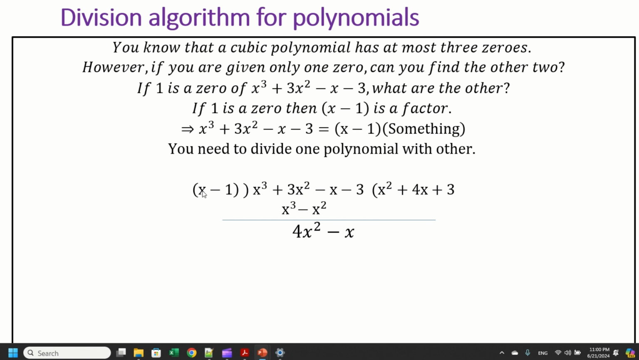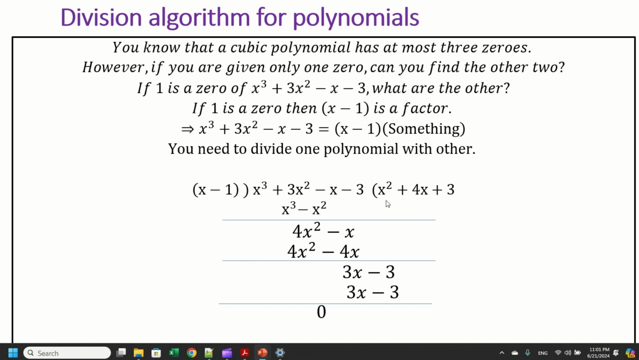Now you check x and 4x square here. So what we need is plus 4x. You have to multiply x with plus 4x to remove this, right? So plus 4x. Now what you will get is 4x square minus 4x. If you subtract it, what you will get is 3x minus 3. Correct? 3x minus 3. Now 3x by x is 3. So plus 3. So what you will get is 3x, and minus 1 into 3 is minus 3. This if you subtract, you will get 0.